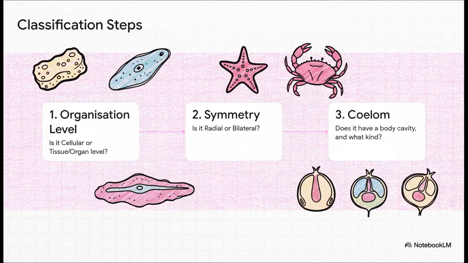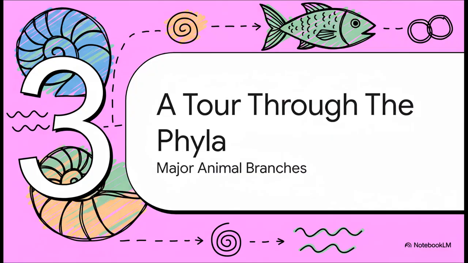It really becomes this very logical, step-by-step process, almost like a flowchart for life. You just ask these questions in order. First, what's the level of organization? Okay. Next, what's its symmetry? Got it. And finally, what's the deal with its body cavity? Each answer sends you down a different branch of the tree. And the major groups that come out of this whole process? Well, we call them phyla. Each phylum represents a fundamentally different and successful body plan that's been around for millions of years.